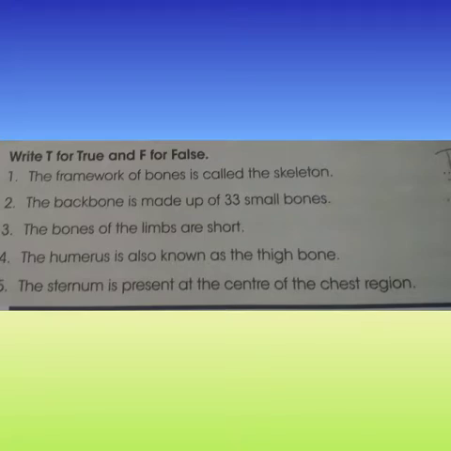The second question is, the backbone is made up of 33 small bones. You have to write true or false. Third, the bones of the limbs are short. Then fourth, the humerus is also known as the thigh bone. And the fifth, the sternum is present at the center of the chest region.